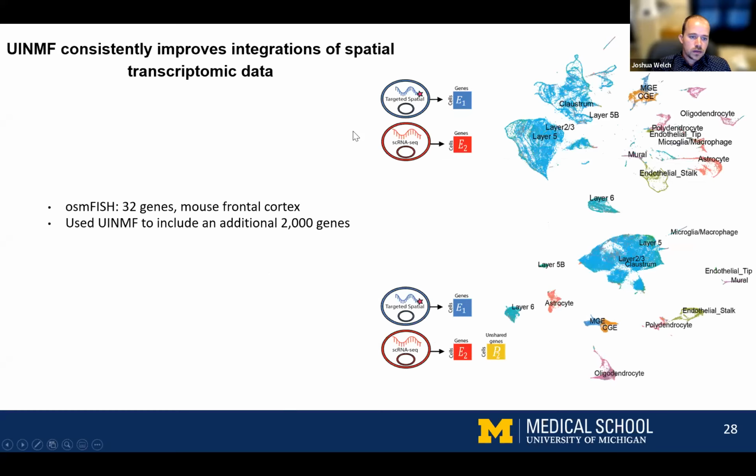We confirmed that UINMF provides a significant boost in a similar integration task where we took an osmFISH dataset that measured 32 genes, again from mouse frontal cortex, and we used UINMF to include an additional 2,000 variable genes. So again, the unshared features are coming from the single-cell RNA-seq dataset. And if we use only the shared features, we get a UMAP plot that looks like the one on the top. And if we incorporate the unshared features, we're much better able to resolve the different cell types that are present in the dataset.